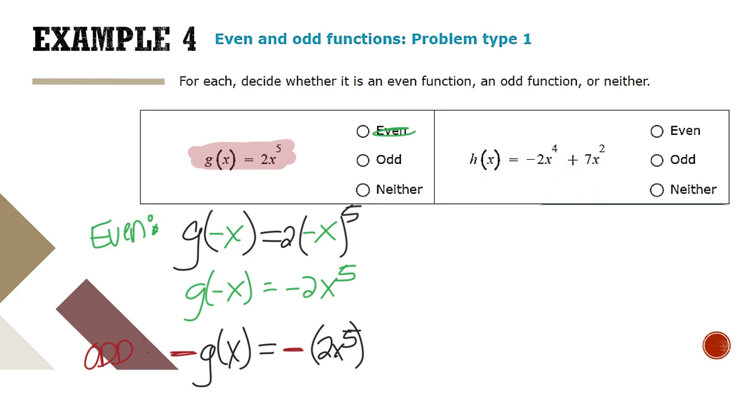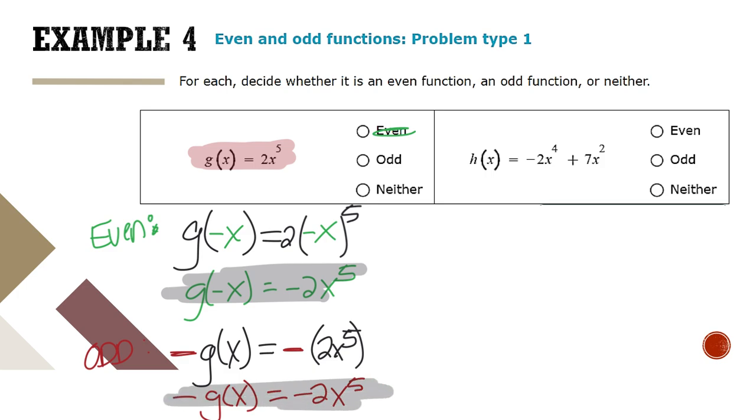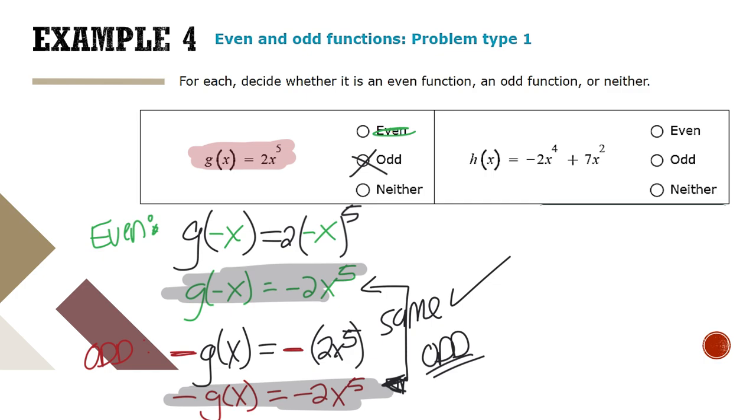So if we look at that, the opposite of g of x is equal to the opposite of 2x to the 5th. Now, that is important because this value, g of negative x, and the opposite of g of x are the same. If these are the same, which they are, this means it's an odd function. So this is an odd function, which means it has that rotational symmetry.